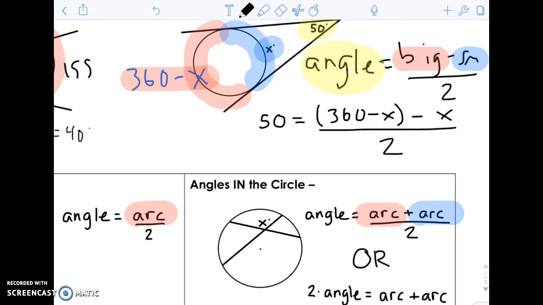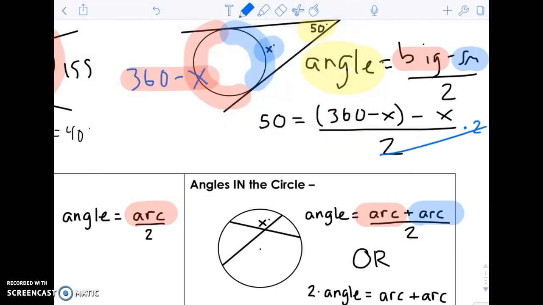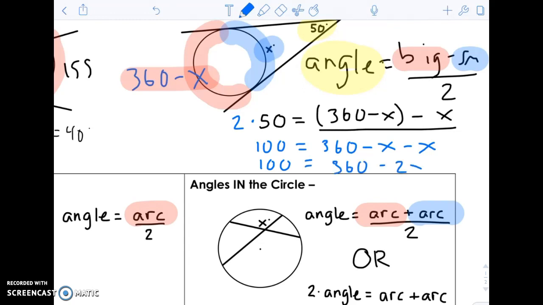I can now solve this equation for x. If I were to multiply both sides by 2, that would cancel the 2 off, and that would turn my 50 into a 100. So I'm just going to get rid of that 2. If I do that, my new equation says 100 on this side. And on this side, it would say 360 minus x, which I could put both of those x's together and call that a minus 2x. So now I have 100 equals 360 minus 2x. I'm just going to make this a bit smaller.